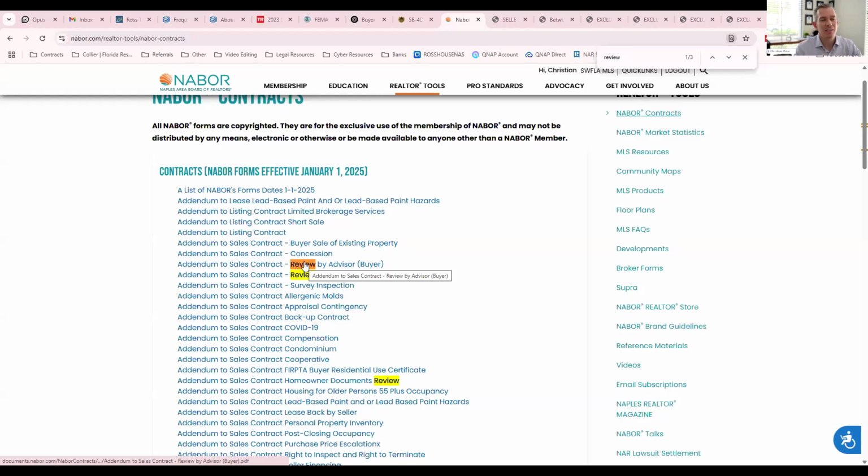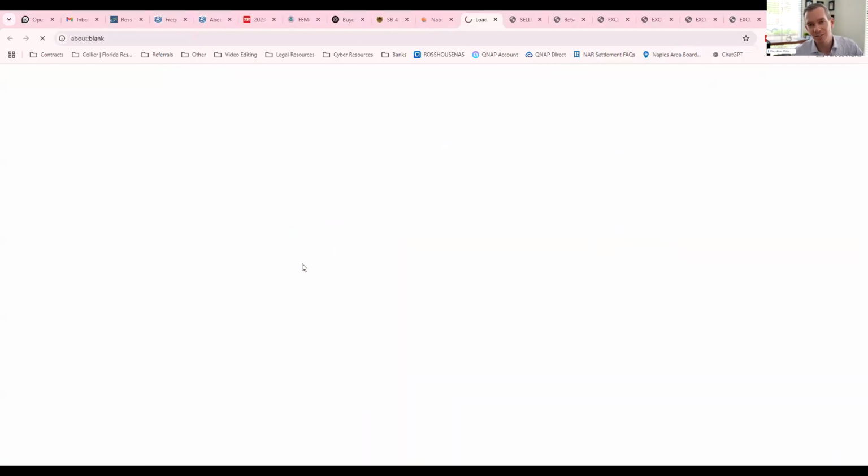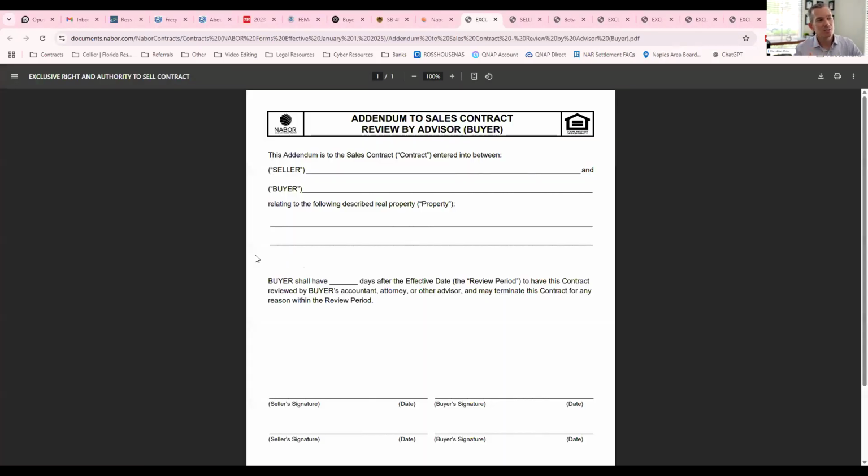So the next thing that I have seen was the buyer and seller review periods. I don't understand these. I think they made these forms because we were tired of trying to convince New York buyers or New Jersey buyers that we don't do buyer review periods. I think that's the only reason these forms exist. But here it is. You would include it as an addendum. Buyer shall have so many days to have this contract reviewed in their sole discretion. Basically, they can terminate for any reason. Essentially, their advisor says it's not a good deal for them.